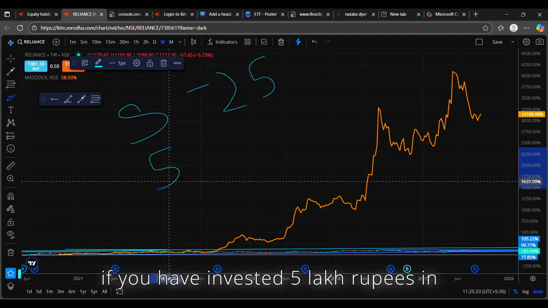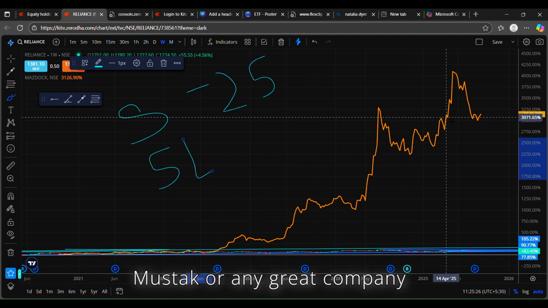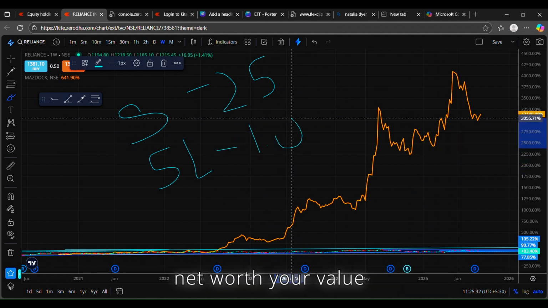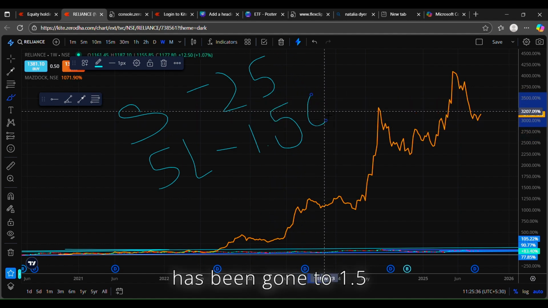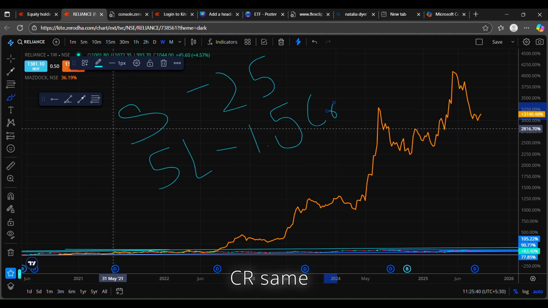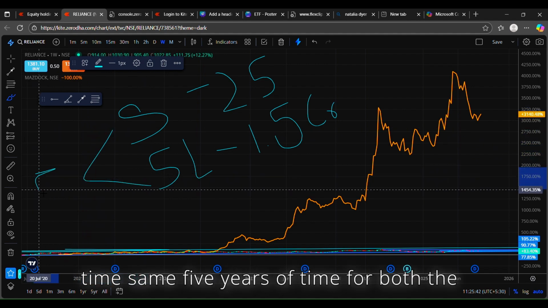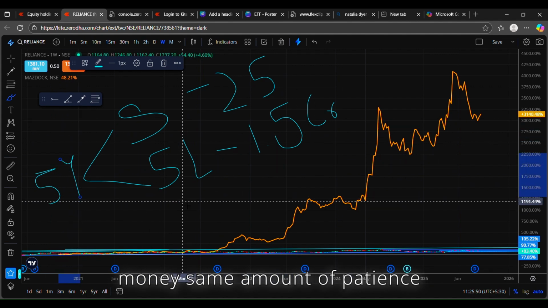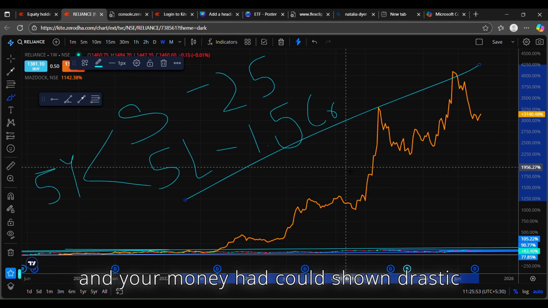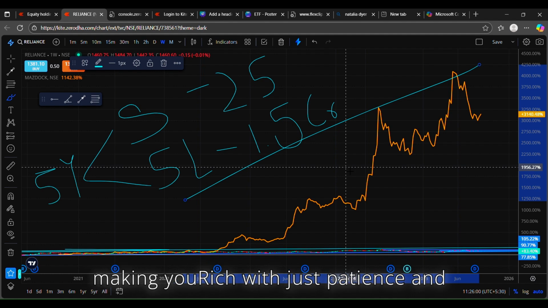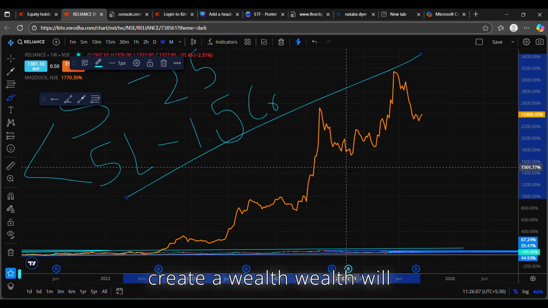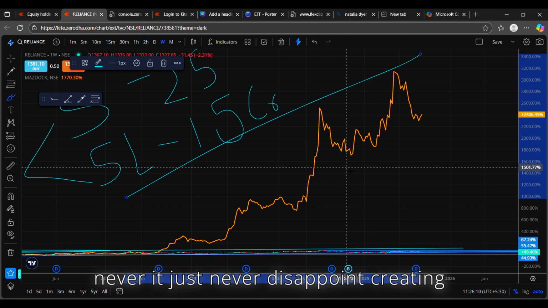But if you have invested 5 lakh rupees in Mazdoc or any great company, emerging new company like this, your net worth, your value has gone to 1.5 CR. Same time, same 5 years for both the stocks, same amount of money, same amount of patience, and your money has shown drastic return. So, stock market is so capable of making you rich with just patience and right choice. So, do make the right choice.